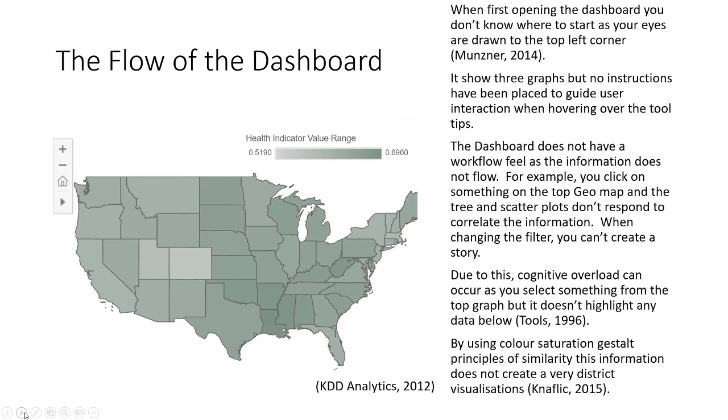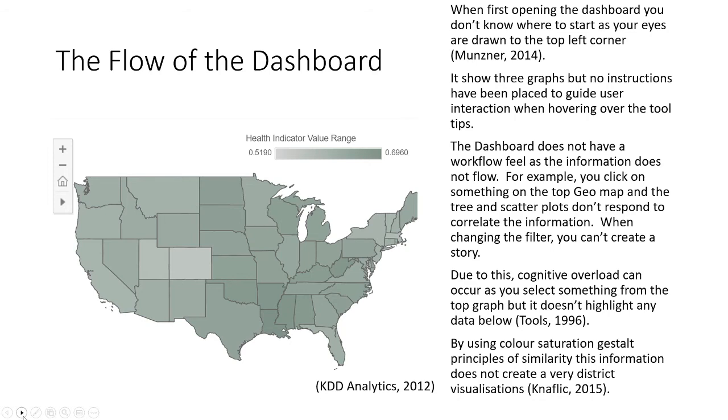When changing the filter, you can create a story. Due to this, cognitive overload can occur as you're selecting from the top graph, but it doesn't highlight any data below. By using other saturation, Gestalt's principles of similarity also give information that does not create a very distinct visual. It would have been much better if they actually grouped the data and displayed it in four categorical colours.